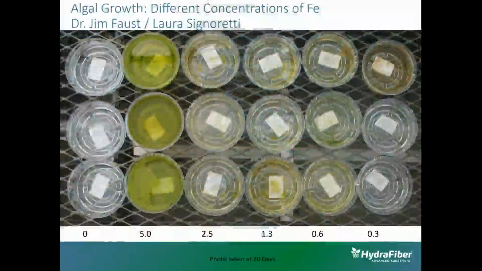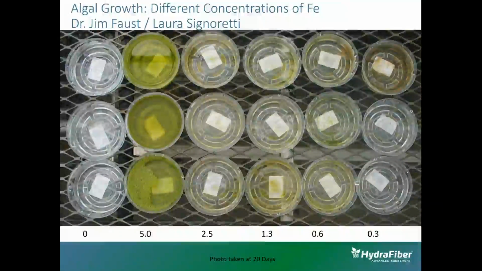So I made reference on the previous slide to some work that's been done. This was done by Jim Faust and Laura Signoretti, I believe in 2012. Basically, they were looking at what kind of nutrients lead to the presence of algae. And the one common theme that they found was iron. In this slide, they looked at iron concentrations ranging from 0 to 5 parts per million. As you can see, there's no algae at 0 parts per million, whereas even as little as 0.3 parts per million, you can see algae starting to form.